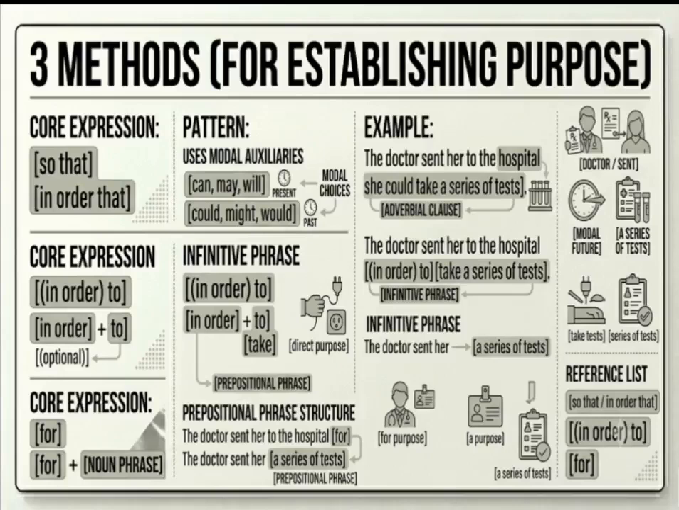If you want to express a purpose, English gives you 3 distinct architectural pathways to build your sentence. You can use an adverbial clause, an infinitive phrase, or a prepositional phrase. Let's watch how a doctor sending a patient for tests changes shape across all 3.